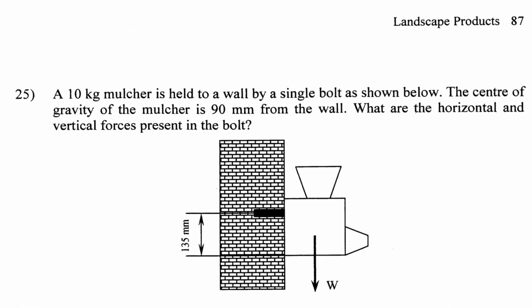Okay. Question 25. This one we did do on the board because I thought this one was interesting enough. A 10 kilogram mulcher, so we should be thinking straight away 100 newtons, is held to the wall by a single bolt as shown. The center of gravity is 90 millimeters from the wall. What are the horizontal forces present on the bolt? And they've shown the distance between our horizontal reaction, our outward pushing force and our pulling force, which is 135 millimeters.